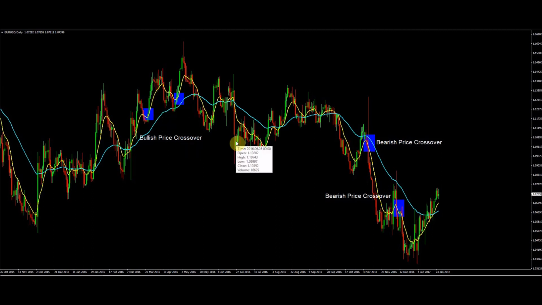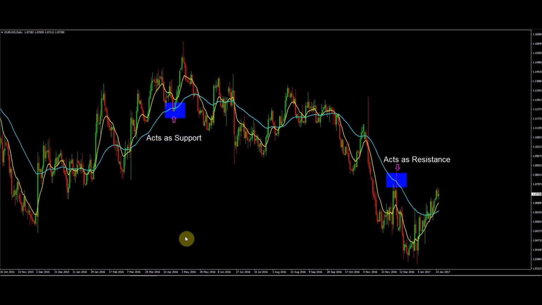Finally, we can use moving averages as support and resistance, especially when following the current trend. This means that moving averages can also act as support in an uptrend and resistance in a downtrend. So this is a support for the uptrend, and here you see also a resistance for the downtrend. Everything depends on your trading approach.